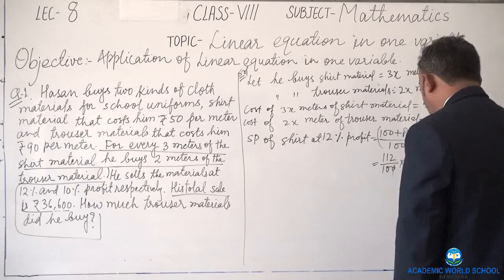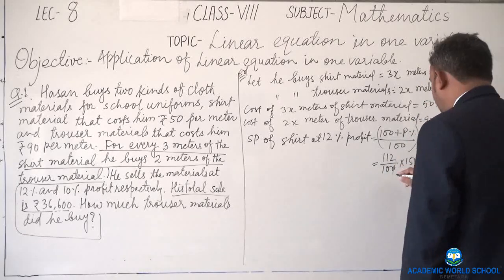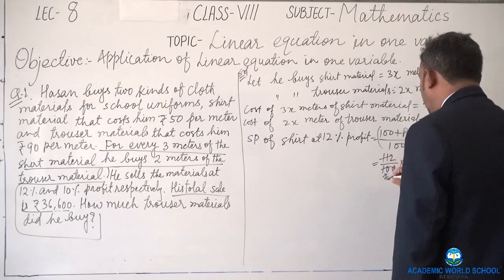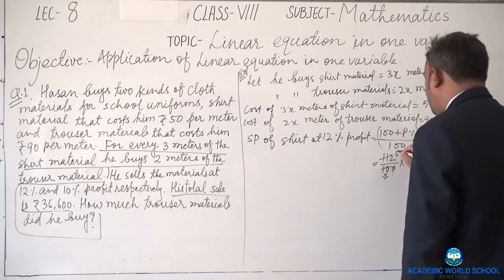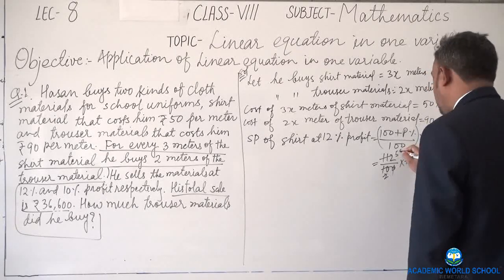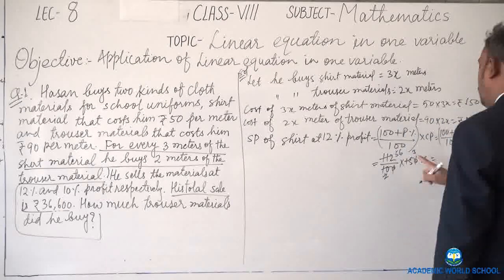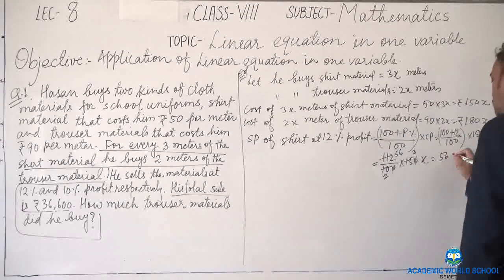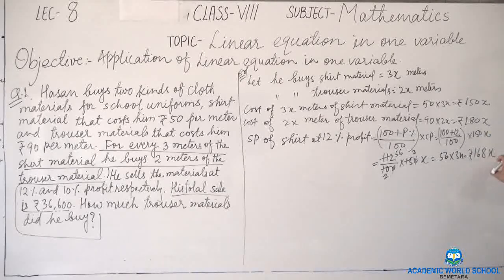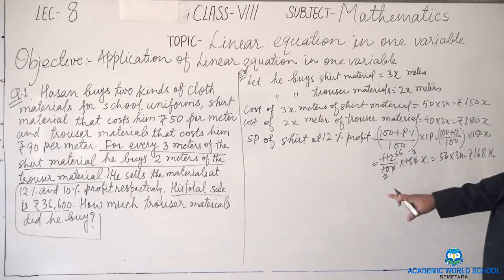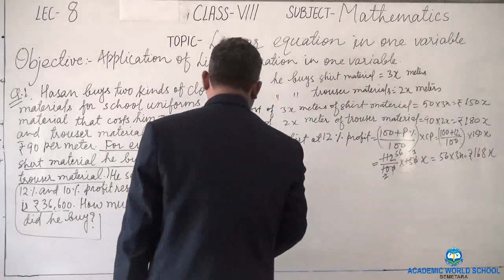This will cancel. 5 3s are 15, 5 2s are 10, and 2 6s are 12, so 56 into 3x, which will be 168x. That will be in rupees. So rupees 168x is the selling price of the shirt material.